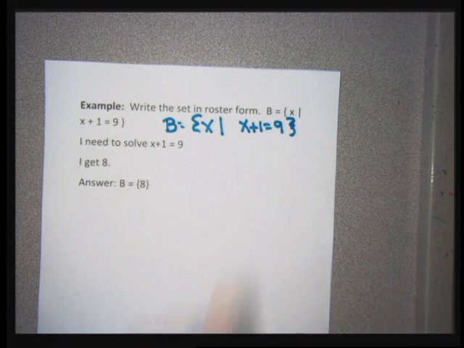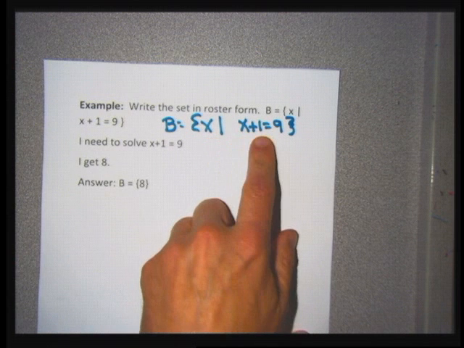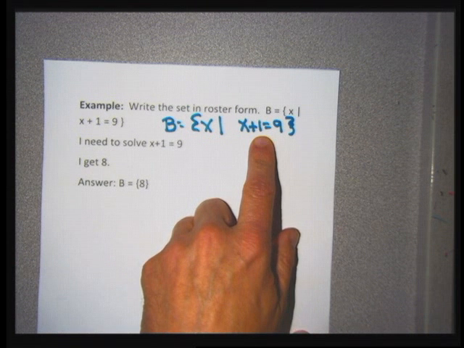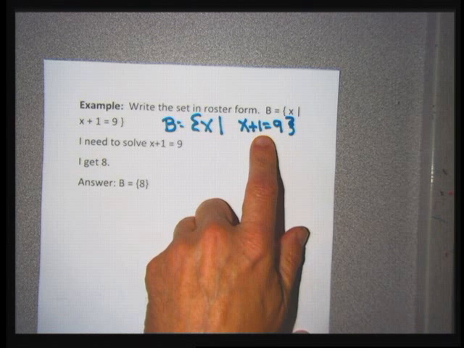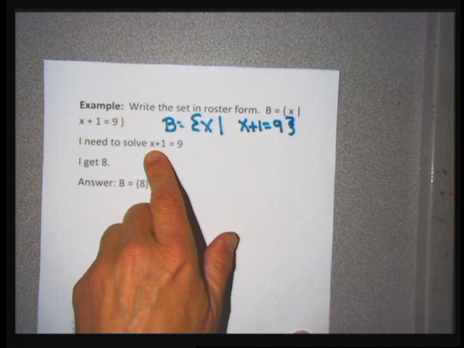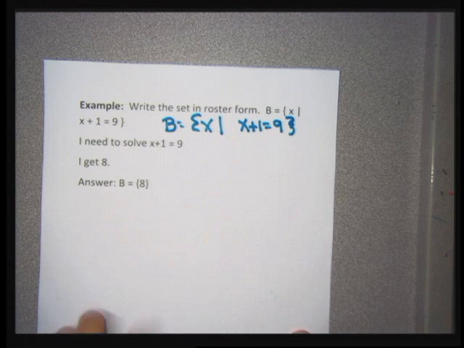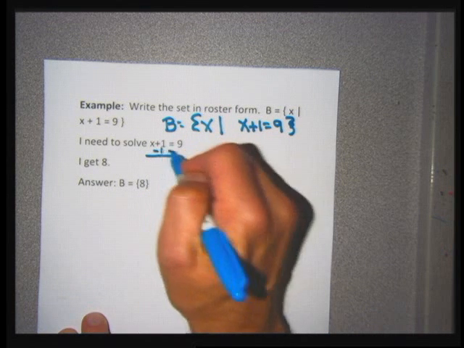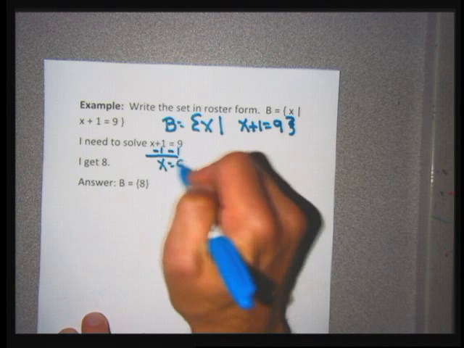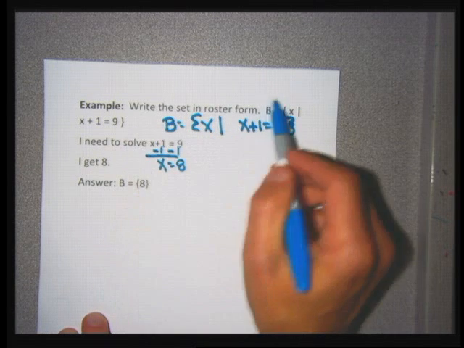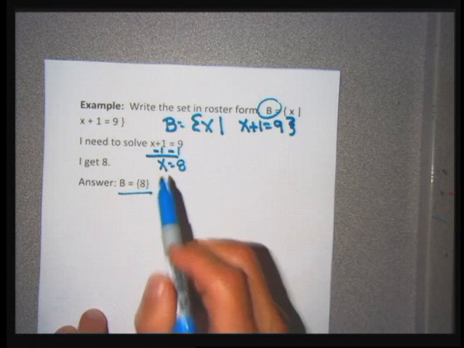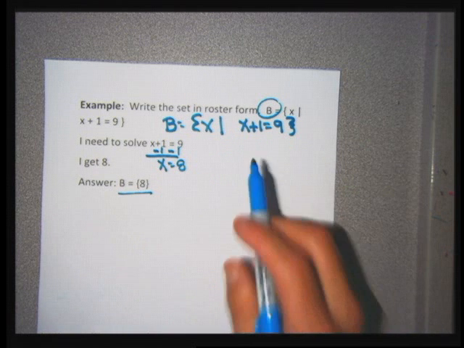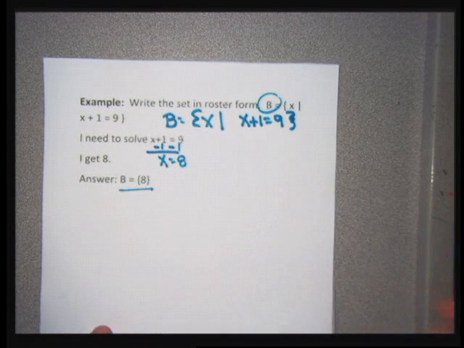So set B is described as a set of solutions. Notice I didn't even say x is a natural number. x is the solution to this. So I need to solve x plus 1 equals 9 to figure out in roster form what this set contains. I just subtract 1 from both sides, and I get x equals 8. So this set B only has the element 8 in it. So I'll just say B is the set that contains 8.